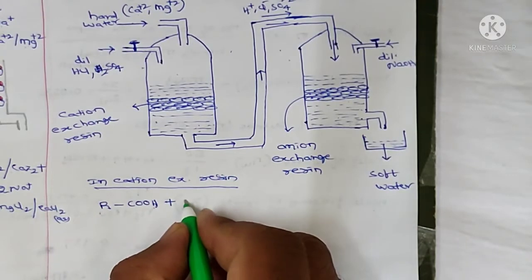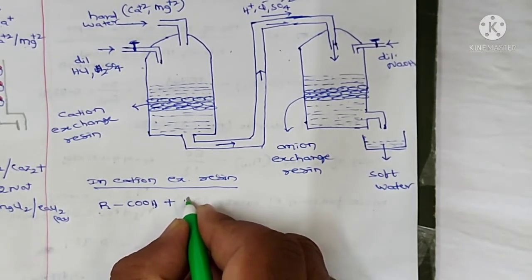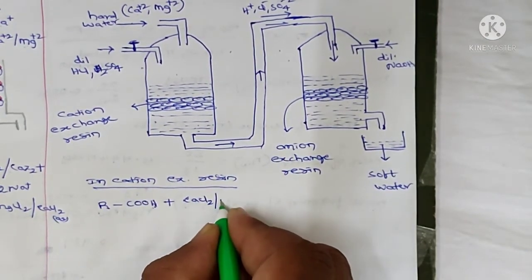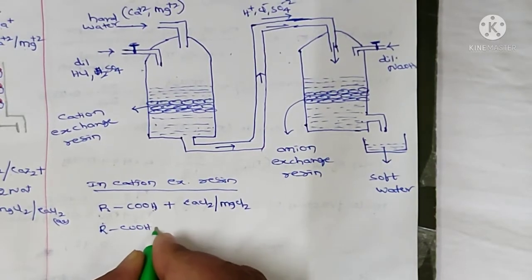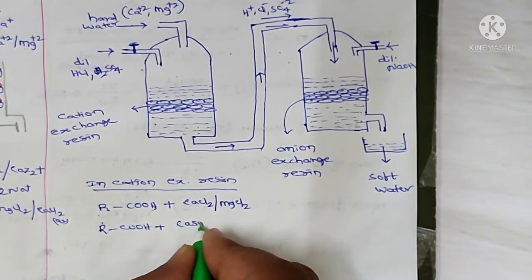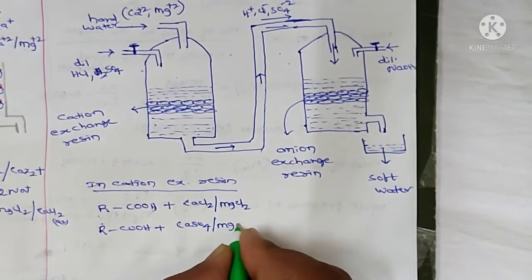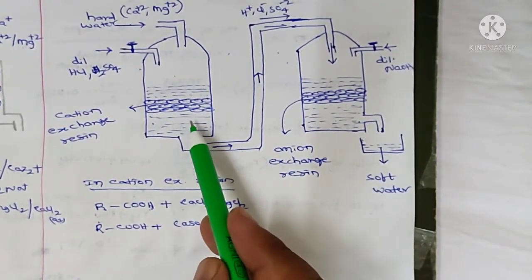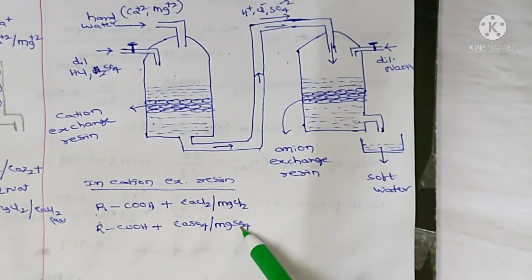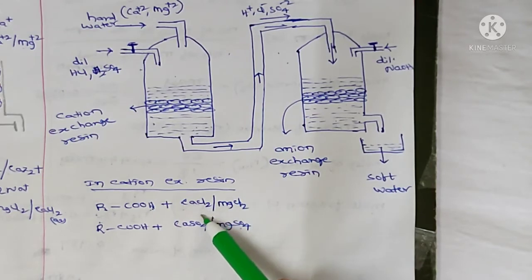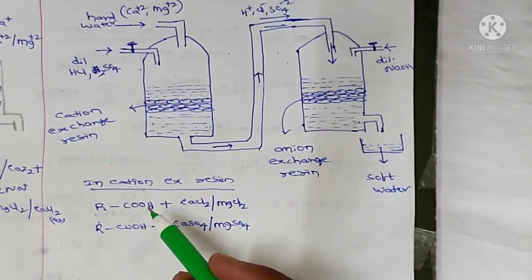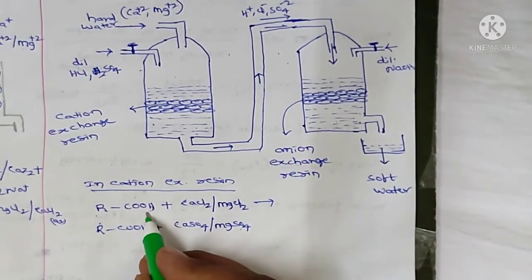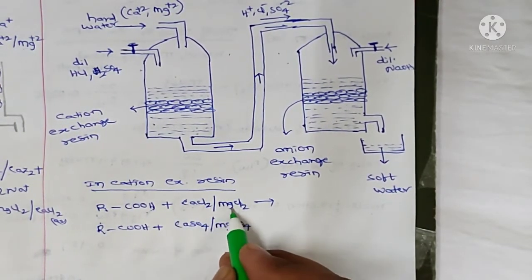So let me take that calcium chloride or magnesium chloride. And here I am taking the same group RCOOH and plus calcium sulfate or magnesium sulfate, because we know that the permanent hardness is due to the chlorides and sulfates of calcium and magnesium. So here we are taking chlorides of calcium and magnesium, and here we are taking sulfates of calcium and magnesium. So this hard water reacts with the cation resin. So here the H plus ions are replaced by the calcium plus 2 and magnesium plus 2 ions.